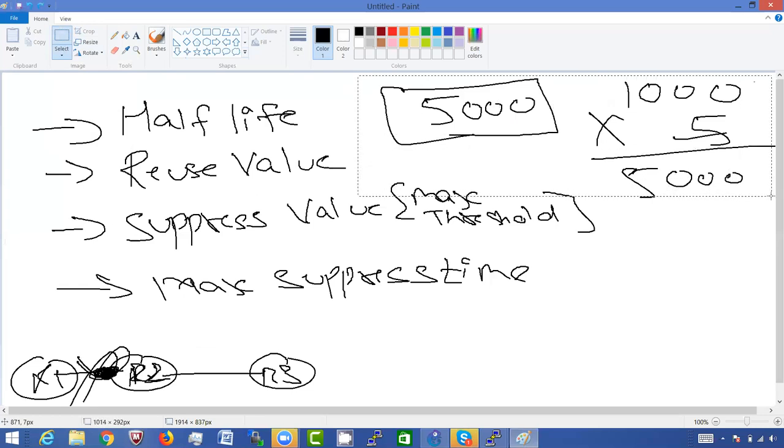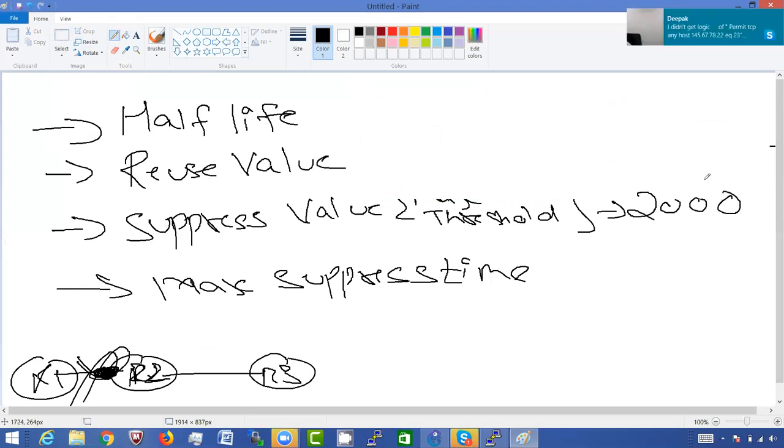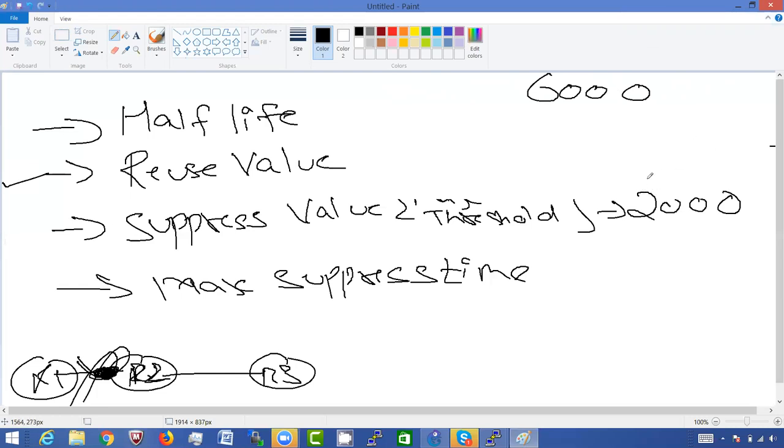Now what are the other three parameters? See, the default value you will find over here will be 2000. Now, what is the use of half-life time over here? See, let's say my penalty is 1000. Now, first of all, we will discuss what is reuse value. See, now my penalty has reached, let's say, 6000, and my default threshold was 2000.